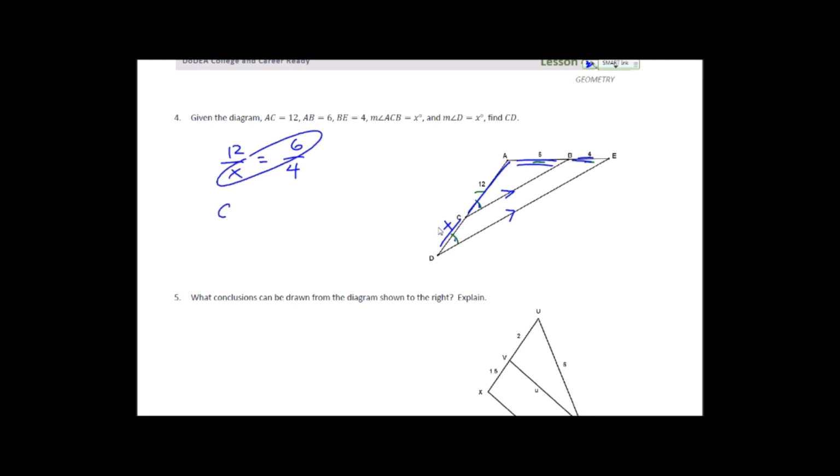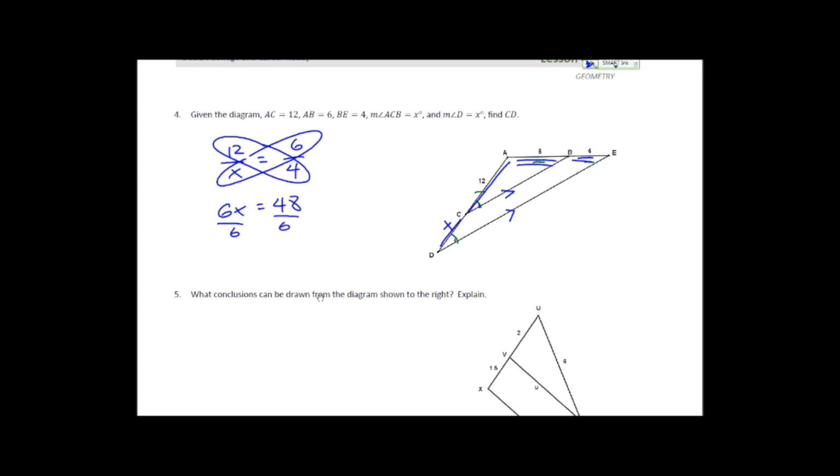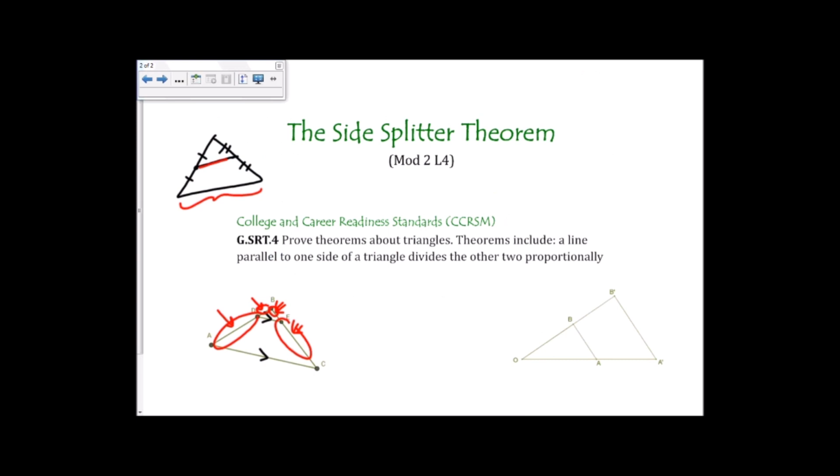Those are proportional. And I can solve that by cross-multiplying. X times 6 is 6x. 12 times 4 is 48. I divide both sides by 6, and x is equal to 8. That's the side splitter in action. But keep in mind that our theorem wasn't to use the side splitter theorem. Our standard said to prove the side splitter theorem, and we'll focus more on that during class. This video was about the side splitter theorem and proving the side splitter theorem, which is that a line parallel to one side of a triangle divides the other two proportionally.